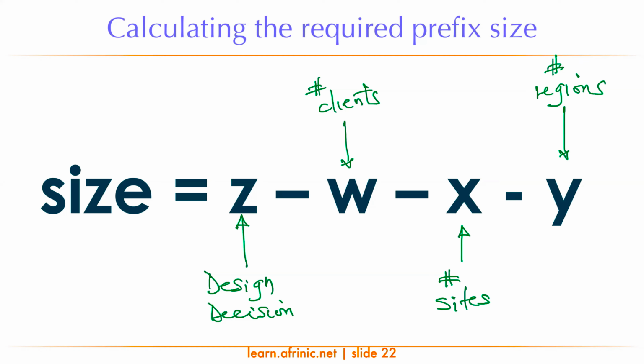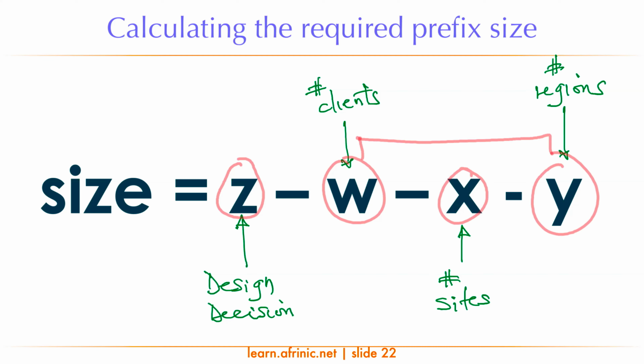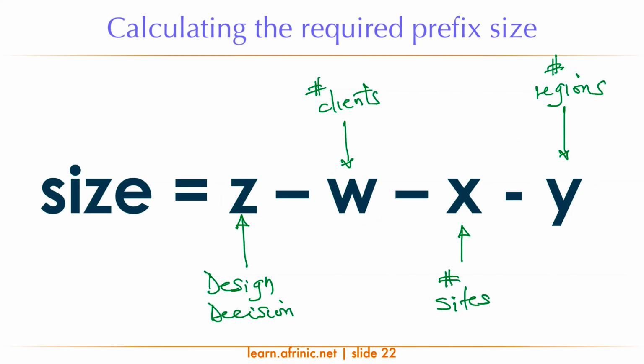So we already have Z, which is a design decision. We've looked at how to get W. I'll just show the table again and you'll be able to remember. Then we've seen how to get the number of sites and the bits that will accommodate the number of regions. So basically, what we have here should be dependent on your network. So the W, X, and Y is dependent on your network hierarchy, and this will enable you to get the size to request from Afrinic.